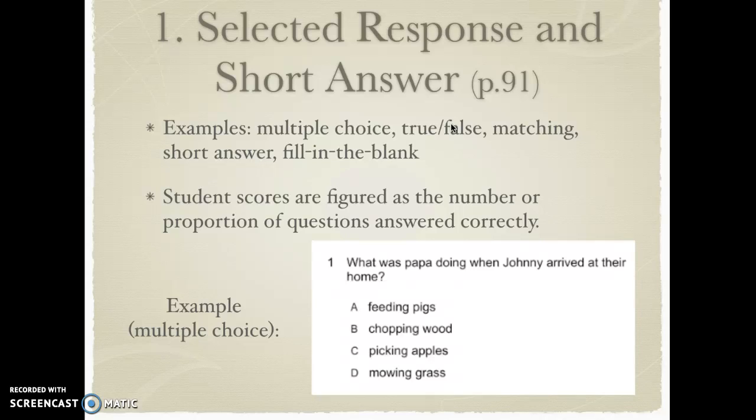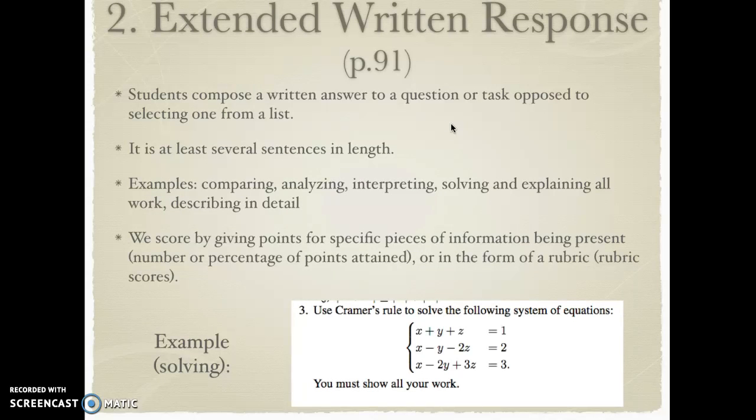So moving into the second category, extended written response. This is where students are going to compose a written answer to a question or task as opposed to selecting from a list. So instead of us providing them options, they are going to compose their own answer. It is at least several sentences in length, and some examples would be comparing works of literature, analyzing a scientific problem, solving a math equation and explaining all your work, or describing something in detail across all curriculum.